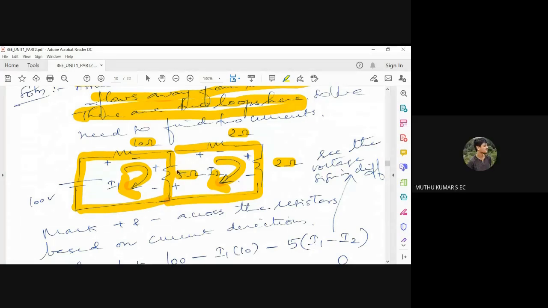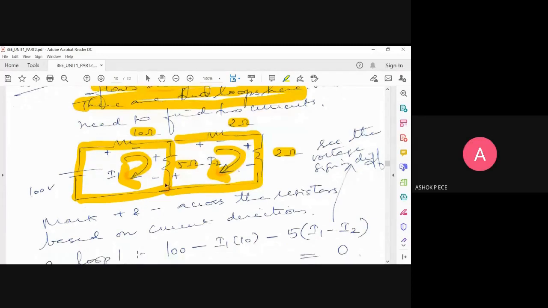For the 5 ohm resistor? Minus I1 5, sir, equal to 0. Yes. See the 5 ohm resistor, only current I1 is flowing. No, sir, I2 also is coming, sir. See, as per what you said, 100 minus 10 I1 minus 5 I1. Okay, but across 10 ohms only I1 is flowing, but across 5 ohms is I1 the only current flowing? No, sir, I2 also. I2 is also flowing. How are I1 and I2 in direction? Across 5 ohms, how is I1 traveling and how is I2 traveling?